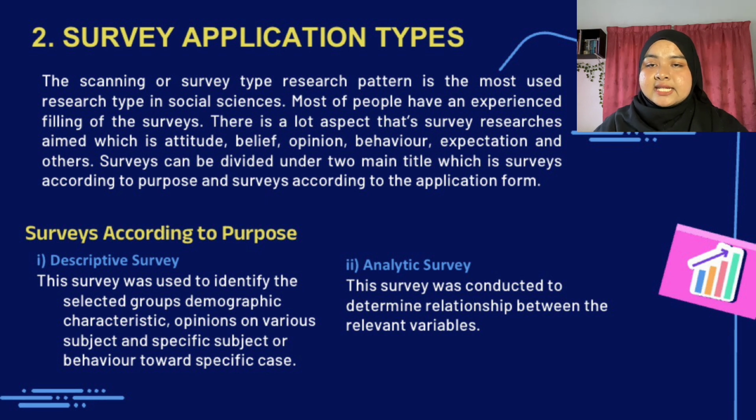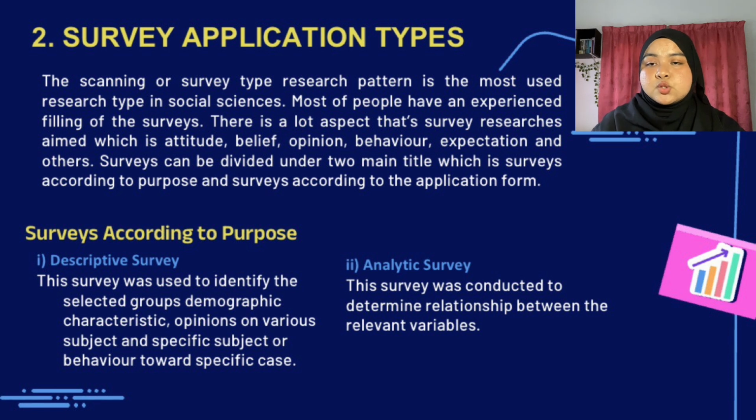Surveys can be divided under 2 main titles, which are surveys according to purpose and surveys according to the application form. There are 2 surveys according to purpose. The first one is descriptive survey. This survey is used to identify the selected group's demographic characteristics, opinions on various subjects and specific subjects, or behavior toward a specific case. The second one is analytic survey. This survey is conducted to determine a relationship between the relevant variables.